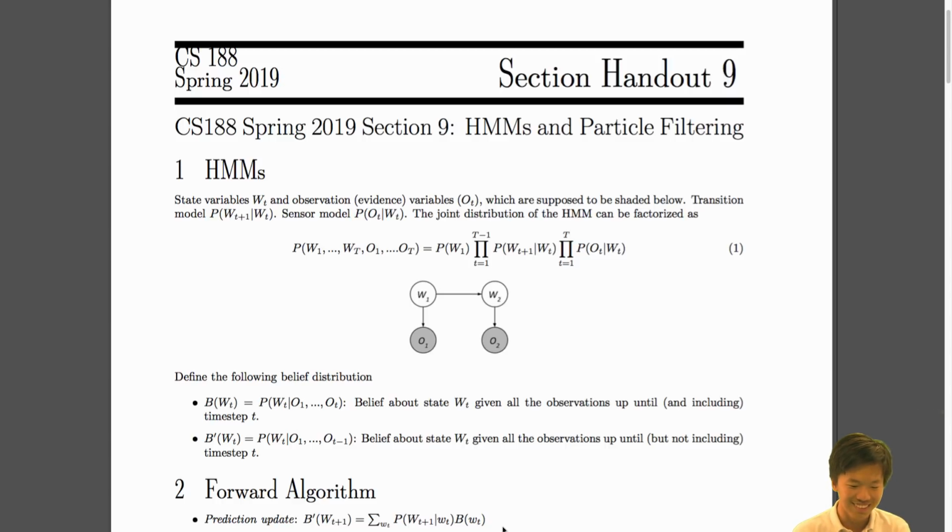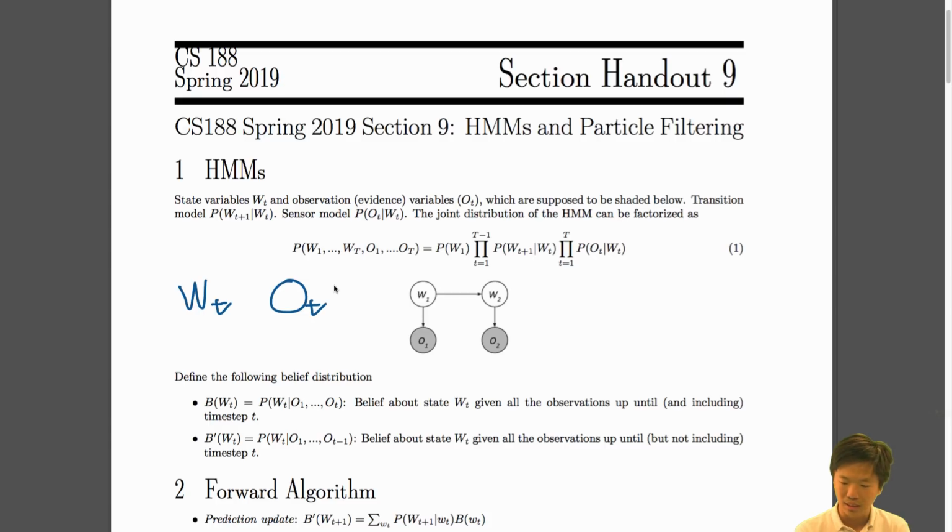Number 1. Hidden Markov models. There are two types of variables in the hidden Markov model. The first is the hidden variable, in this case denoted as the W_t's. And then we have the evidence or observation variables denoted with O_t. There are a few probability tables that we consider as the building blocks for the hidden Markov model.